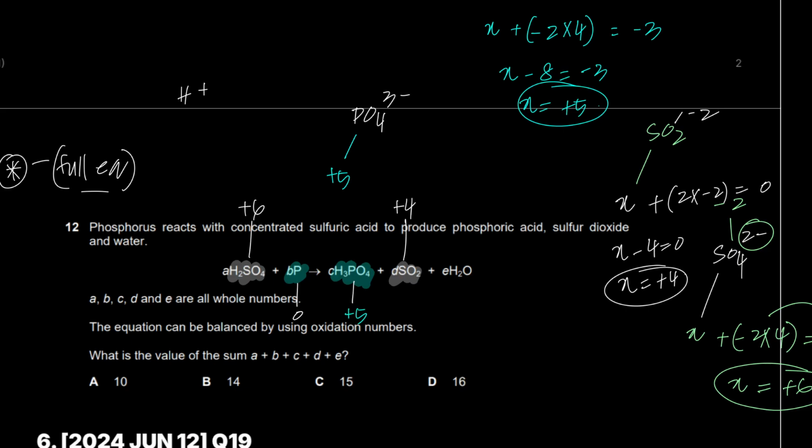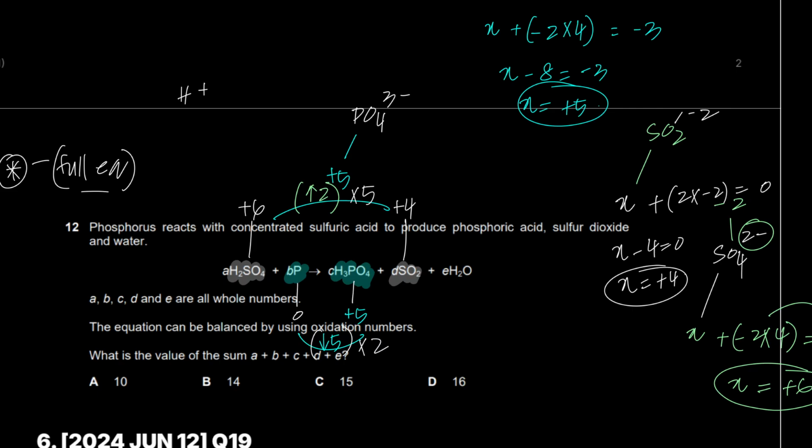Now, you went from 0 to +5, there's a loss of 5 electrons, and you went from +6 to +4, there's a gain of 2 electrons, because there's a decrease in oxidation number by 2, and there's an increase in oxidation number by 5. So gain of 2 electrons and loss of 5 electrons. How do you make them equal? Gain must be equal to loss. So multiply this with 5 and multiply this with 2, because gain must be equal to loss, right? Whatever is written here, multiply that here.